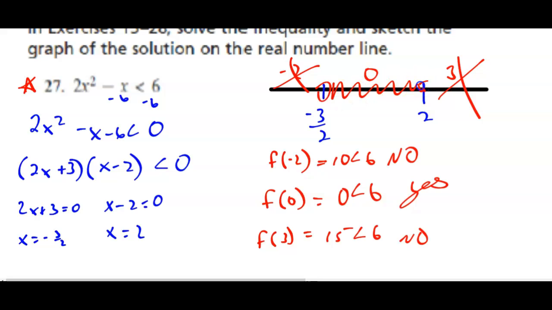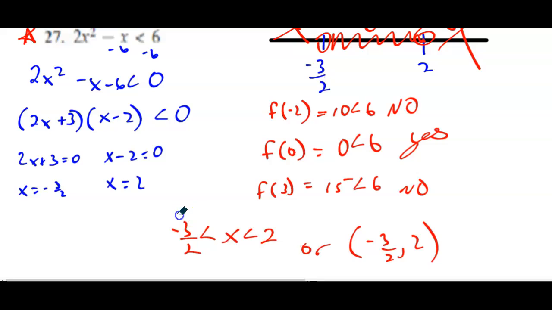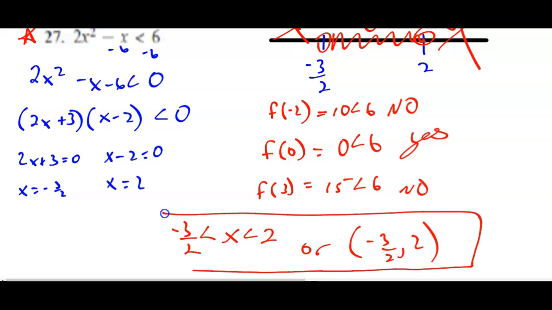Also, let's use an open circle. Now, from a notation standpoint, I just want to talk through it. This tells me that x is greater than -3/2 but less than 2. Or you can write it in interval notation as the open interval from -3/2 to 2. Either one of these is acceptable.